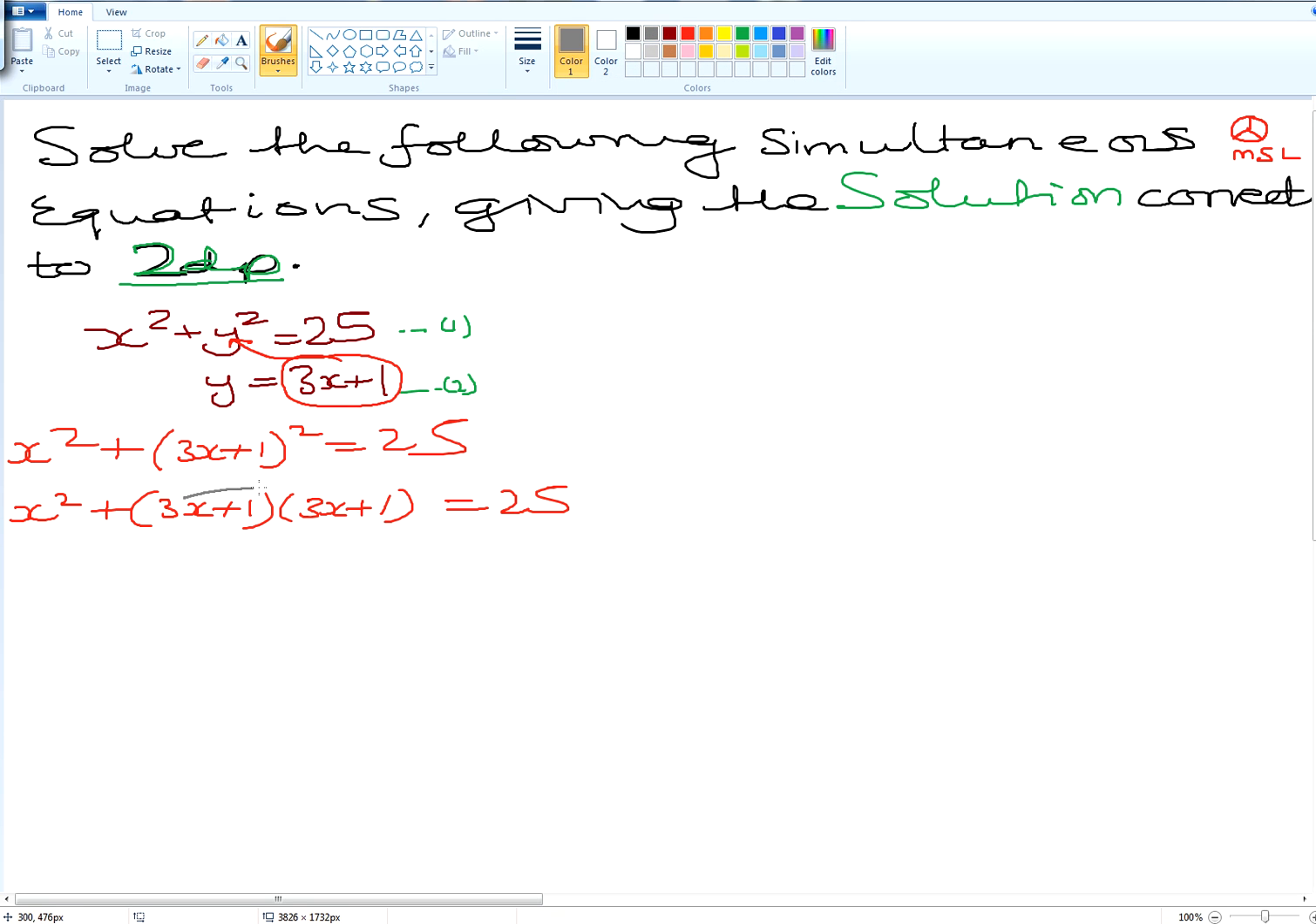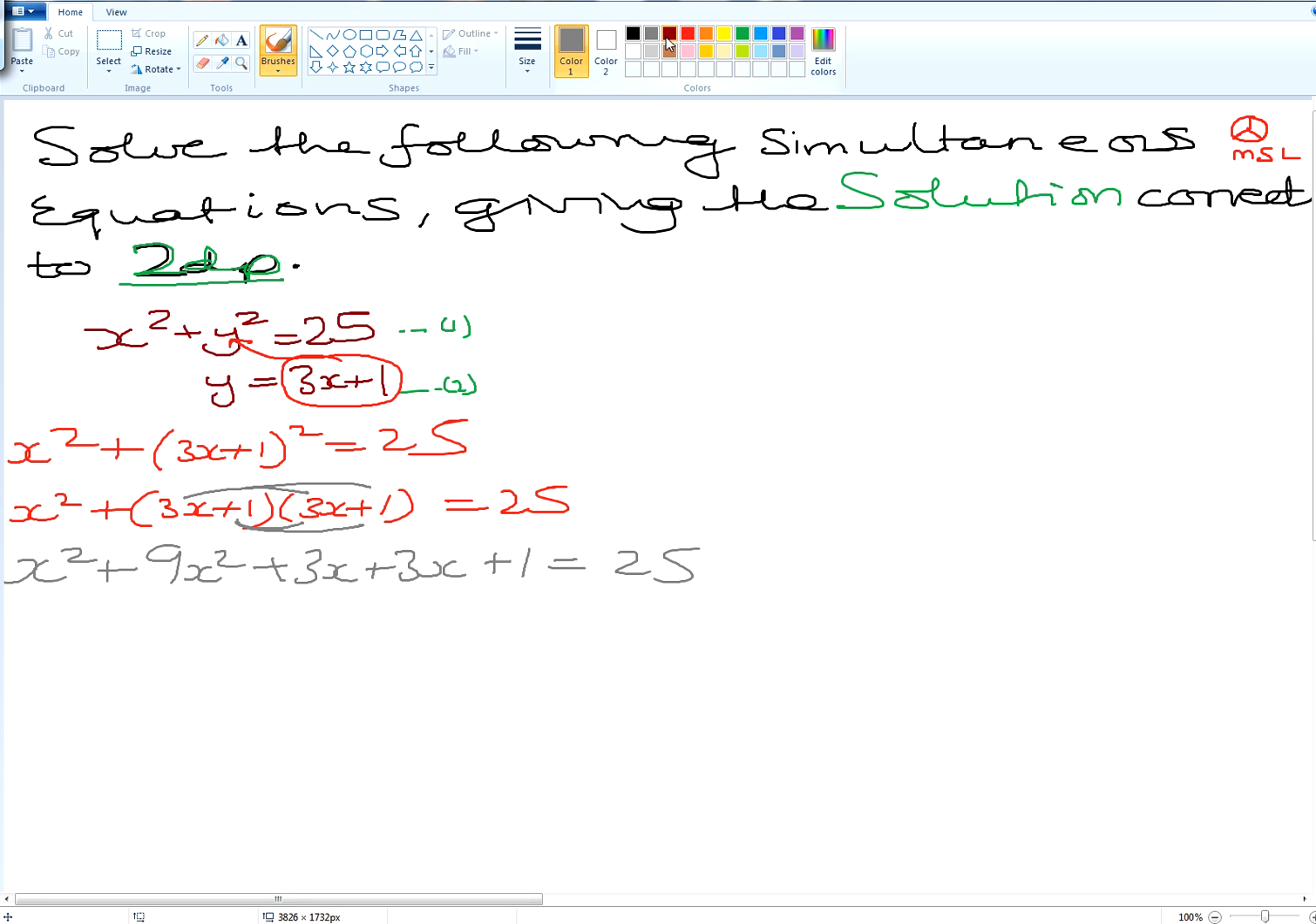So we need to now multiply out the bracket. So we have x squared. So we have 3x times by 3x will give us 9x squared. Lovely. 3x times by plus 1 is 3x. And then another plus 1 times by 3x is 3x. And plus 1 times by plus 1 is 1. Okay, are you sure it's not 2? Yeah. Good.